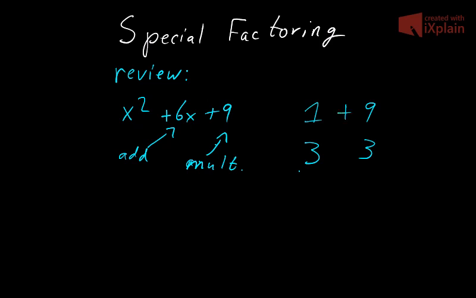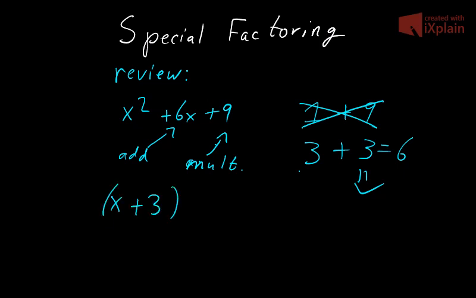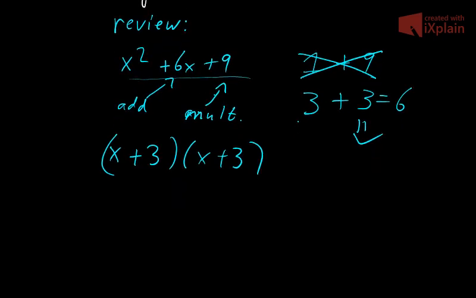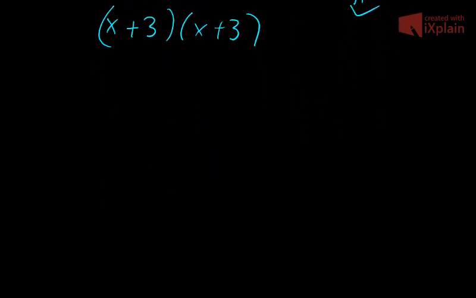1 plus 9 is 10, so it's not that one. But 3 plus 3 is 6, which makes me happy. So that's what I'm going to use. My numbers are 3 and 3. I end up with x plus 3 times x plus 3. And if I multiply these together, if I FOIL it, I'll end up back to x squared plus 6x plus 9.